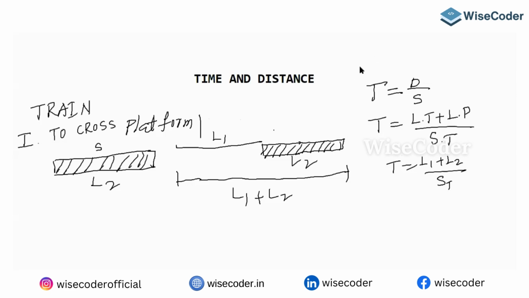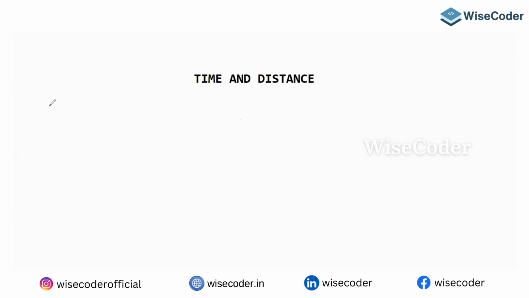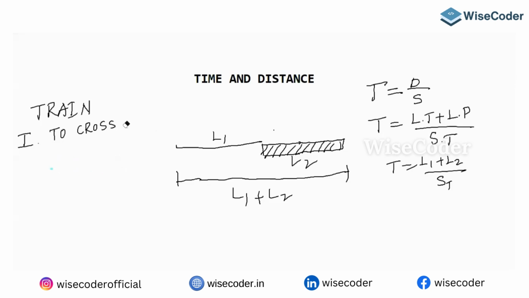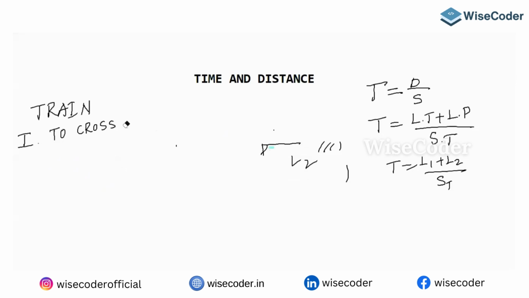Okay, we'll go to the next one. Now, how will things come into the picture to cross another man, or to cross a running bus?